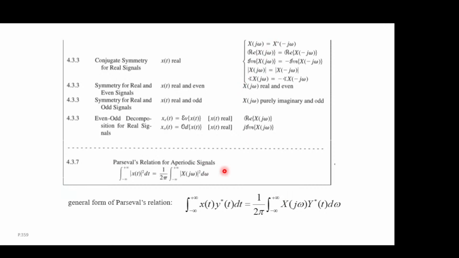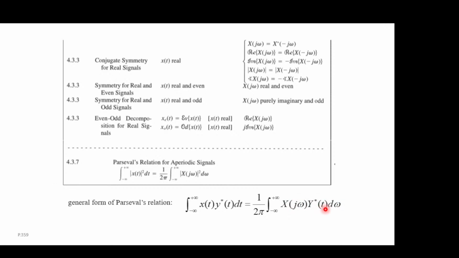And finally, we have the Parseval relationship. The energy in the time domain equals the energy in the frequency domain, but with this extra 1 over 2 pi here. And here we have the more general form of Parseval. Here we have the energy of one signal, but you can also think about the inner product of two signals. So the integration of x of t times y star of t equals 1 over 2 pi times the integration of big X and big Y star.